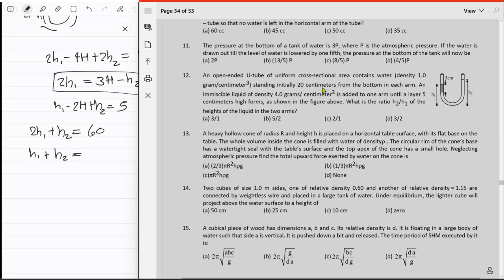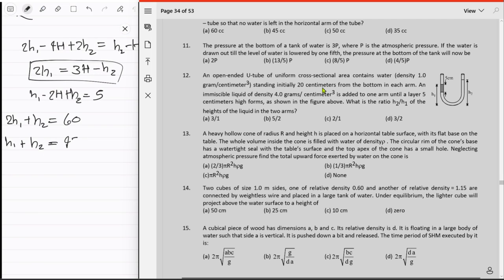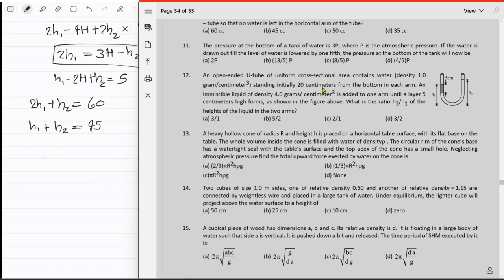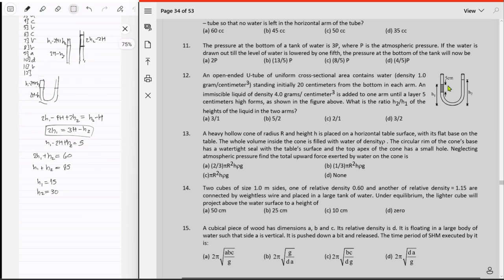Am I doing everything correctly or not? I think I am. So 2 capital H would be 40, and then 45, right? What does that mean? H1 is equal to 15 and H2 is equal to 30. Hopefully that's right. So this is 15, this is 10, and that's 30, and this is 20, and this is 5. Yeah, that works out. So what's the ratio? H upon h, which is 2. Next question.